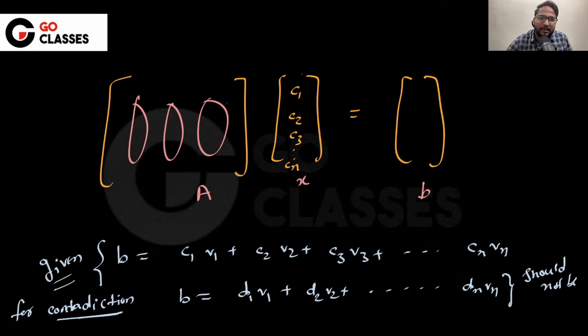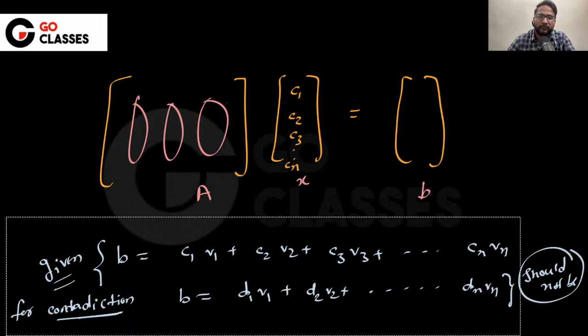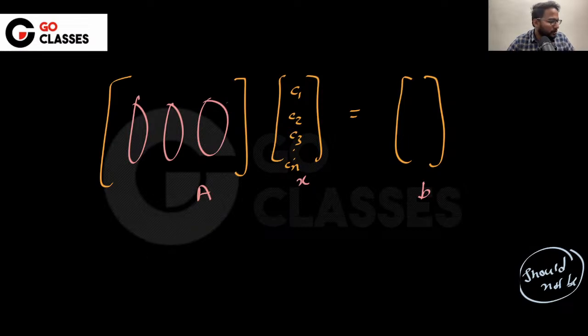Do you understand that this is a solution? Either you write it in the vector form like this or like that, it is a solution, right? I hope you understand. So D1, D2, Dn, I am assuming there is another solution. There should not be actually, but for the contradiction I am assuming. What you need to do, just subtract these two equations, and then you will understand.